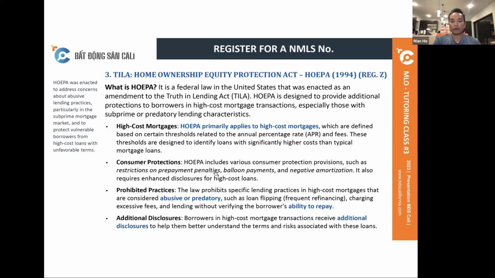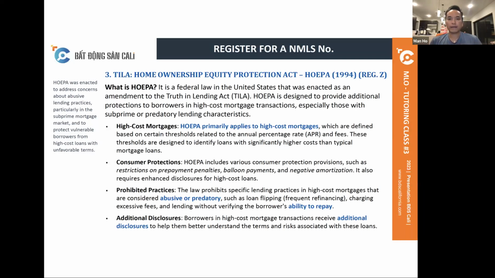Consumer protection. HOEPA includes various consumer protection provisions, such as restrictions on prepayment penalties, balloon payments, and negative amortization. What are these terms? Prepayment penalty means that if you prepay before 1 year, before 2 years, before 3 years, what are the costs that you have to pay? That needs to be identified, listed out, and disclosed.